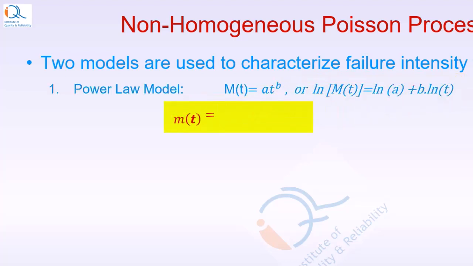Based on this, the instantaneous intensity function will be given by the derivative of the cumulative intensity function, and that will be equal to a into b into t raised to b minus 1.